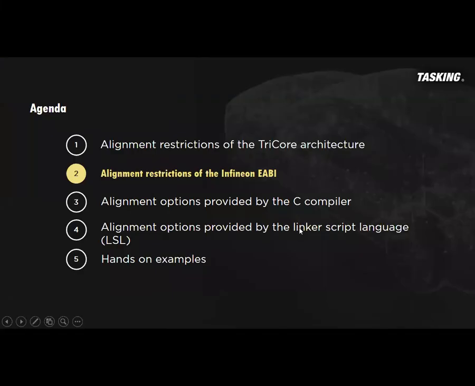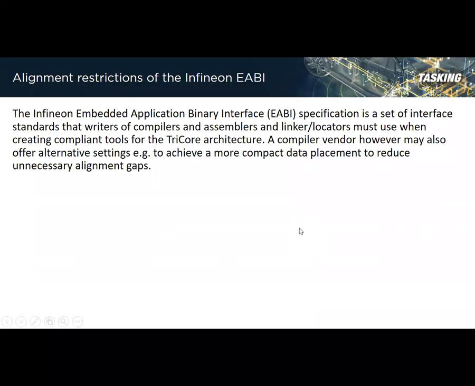A quick look into the Infineon EABI. So what is the EABI? It's an embedded application binary interface. It's a specification from the silicon vendor, here Infineon. It tells the compiler vendors what they need to apply in their toolchain for this architecture. The goal is to have a similar environment everywhere, but this is not really achieved because there are some things which are not specified in the EABI, or it depends on the EABI version you are using.